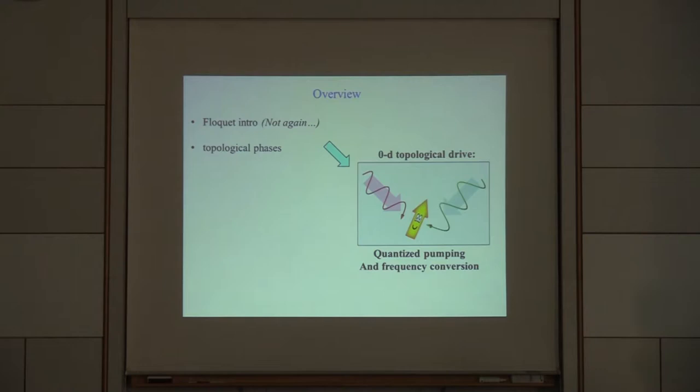So an effectively two-dimensional topological phase will manage to realize in a zero-dimensional system, just a spin driven by two frequencies. What effects will we get out of it? We'll get quantized pumping between the two drives and the ability to convert energy from one frequency to the other. That will be the topological effect that will emerge. And after, we'll see how to do this just with a spin driven by two classical beams.